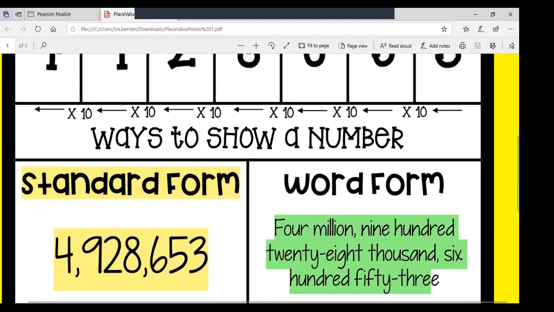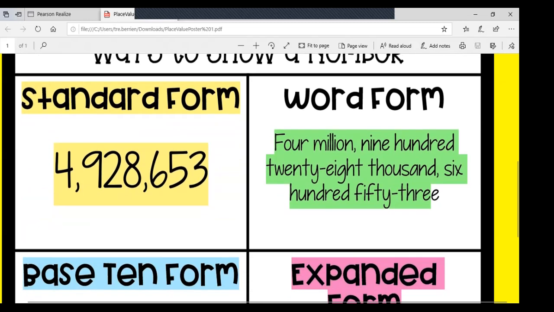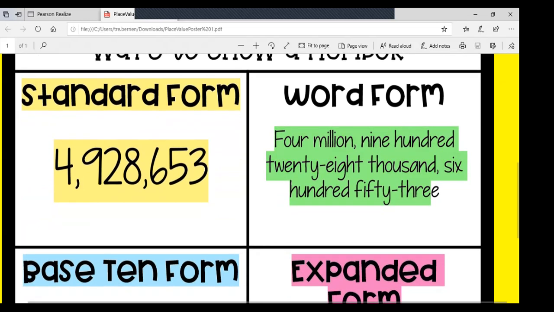Now that we have that refreshed in our minds, we're going to go over standard form. Standard form is just writing out the number, not forgetting your commas if needed. For word form, you sound it out and spell it exactly how it sounds. 4,928,653 is the example you see right here in standard form. They just wrote it in word form, of course.